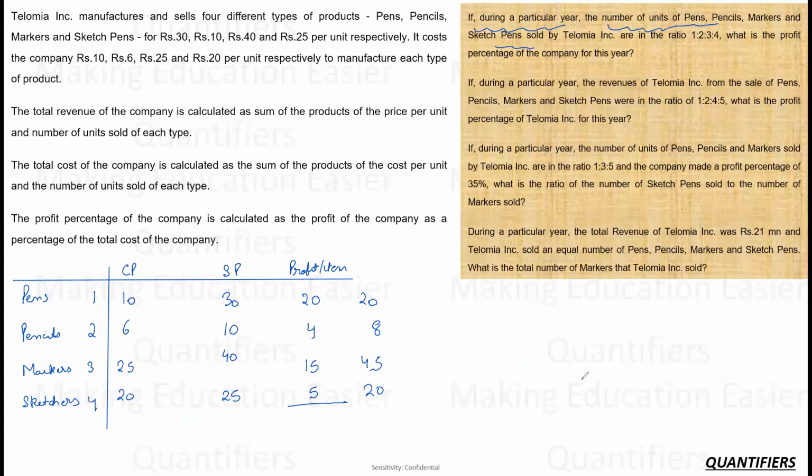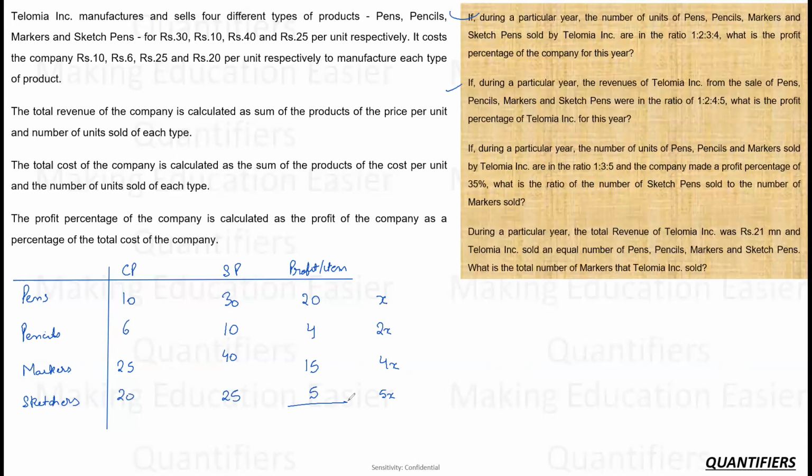Let's read the second one, what we have here. It says, if during a particular year, the revenues of Telemia company from the sales of these items are in the ratio 1 is to 2 is to 4 is to 5. Now, this is the revenue ratio. So if X revenue is generated from here, 2X is generated from here, 4X is generated from here and 5X is generated from here. This is the revenue generated.